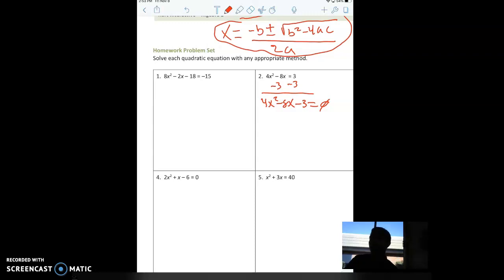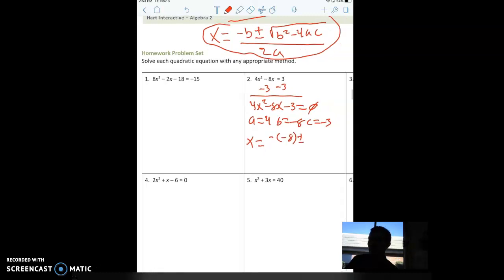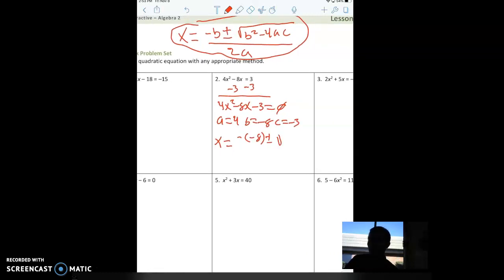Next step, I need to identify the a, b, and c. A is 4, b is -8, c is -3. Now I'm going to plug everything in, okay? So I'm going to write down the quadratic formula. Well, actually, I have it on the top. I'm going to plug and chug everything in. So I'm going to have the negative of -8 plus or minus the square root of -8 squared minus 4 times a times c, all divided by 2 times a, and a is 4.